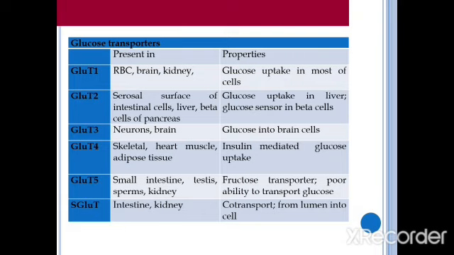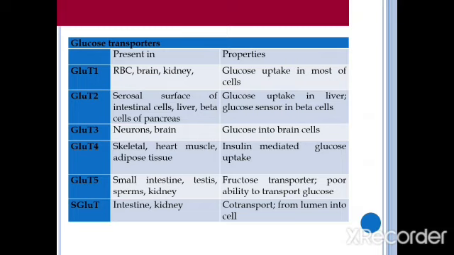And sodium dependent glucose transporters are present in intestine and kidney. In intestine, sodium dependent glucose transporter 1, and in kidney, sodium dependent glucose transporter 2 is present. Sodium dependent glucose transporter 1 is for the absorption of glucose from intestinal lumen into the cell. Glucose and galactose are absorbed by the same transporter, that is sodium dependent glucose transporter.